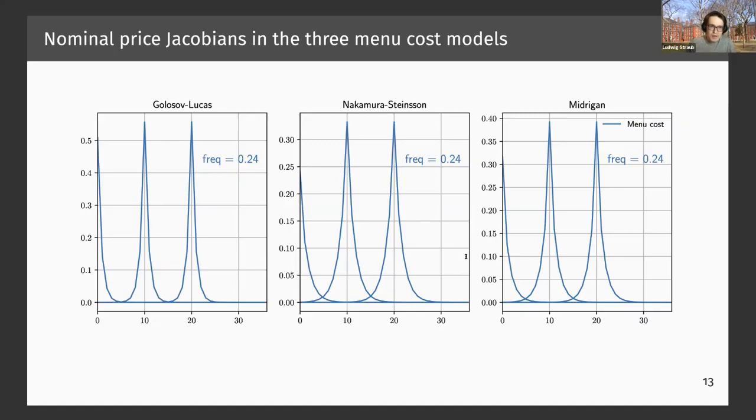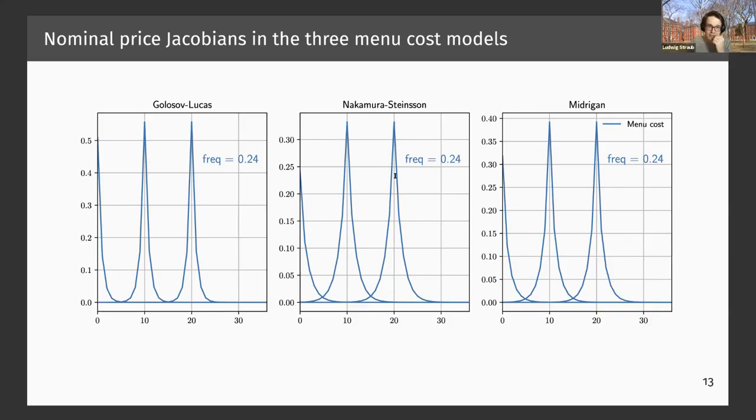So these are the nominal price Jacobians that we compute for these 3 menu cost models. And you see that the magnitudes are a bit different, right? The Golosov-Lucas model is a bit more spiky and has greater magnitudes, which is indicative of greater price flexibility, whereas the Nakamura-Steinson and Midrigan models are a bit smaller in magnitudes and have less spiked columns here.